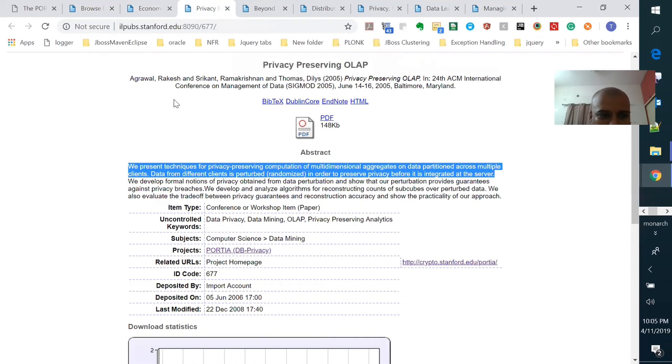This basically talks about techniques for privacy preserving computation of multi-dimensional aggregates on data partitioned across multiple clients. Data from different clients is perturbed, randomized in order to preserve privacy before it is integrated on the server. So basically, we are trying to randomize the data so that the dots cannot be connected.